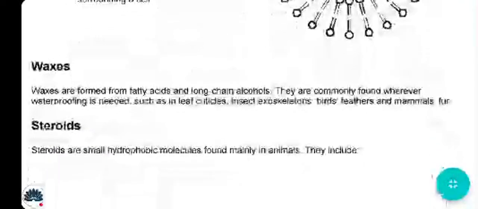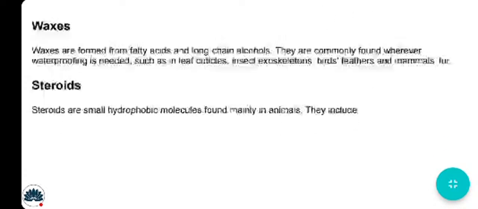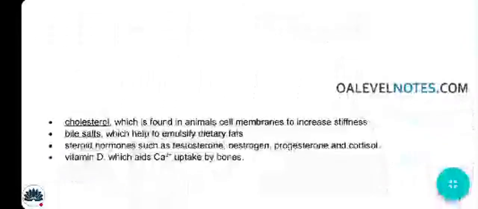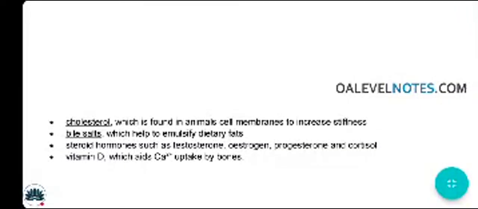Waxes. Waxes are formed from fatty acids and long-chain alcohols. They are commonly found wherever waterproofing is needed, such as in leaf cuticles, insect exoskeletons, bird feathers, and mammal fur. Steroids are hydrophobic molecules found mainly in animals. They are the cholesterol, bile salts, steroid hormones.